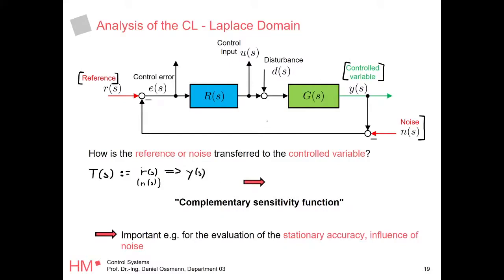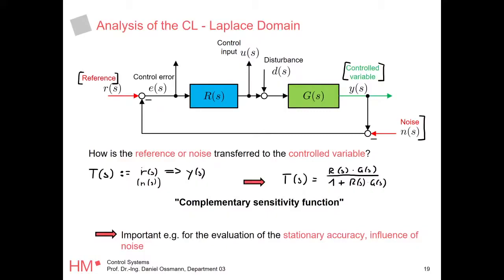As you now have a lot of experience in computing block diagrams, you know that we can do it the short way. We can go directly from the reference to the controlled variable. We pass through R(S) times G(S), and we divide this by 1 plus the loop, as we have a minus in any decent control algorithm. So T(S) is R(S) times G(S) over 1 plus R(S) times G(S).